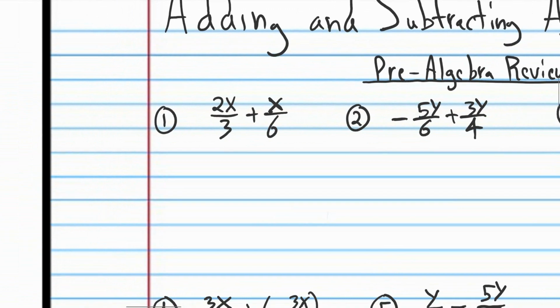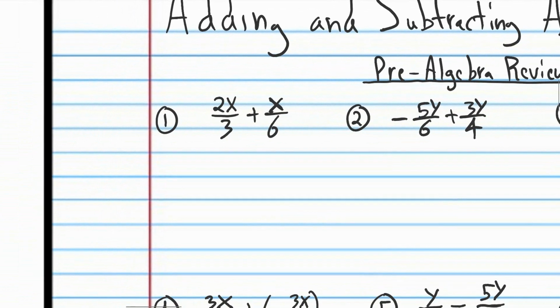So let's get a common denominator. If we multiply both sides of this fraction by 2, we get 4x over 6. And now we have a common denominator, and we can add those fractions up to get 5x over 6.